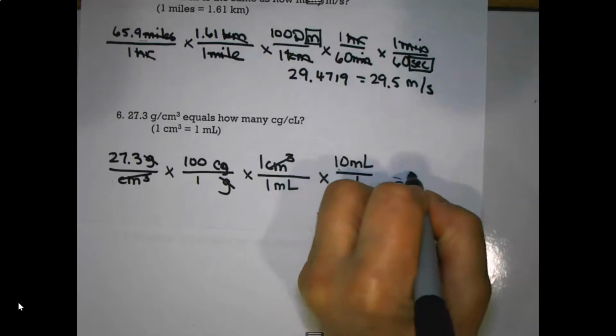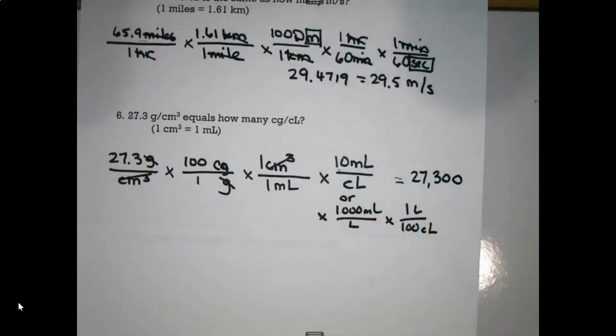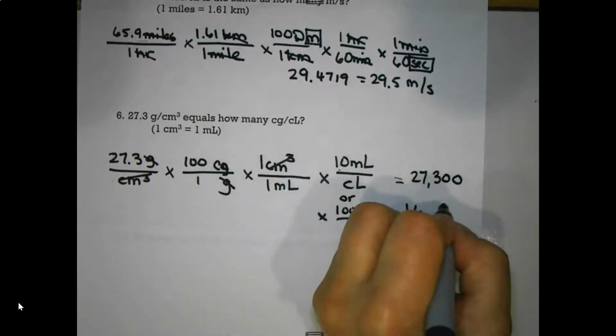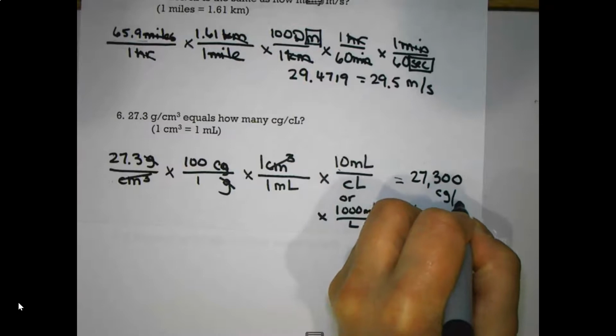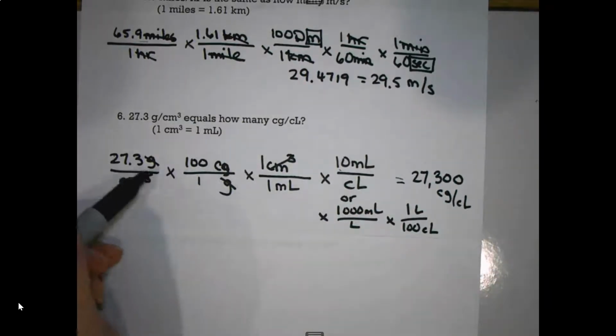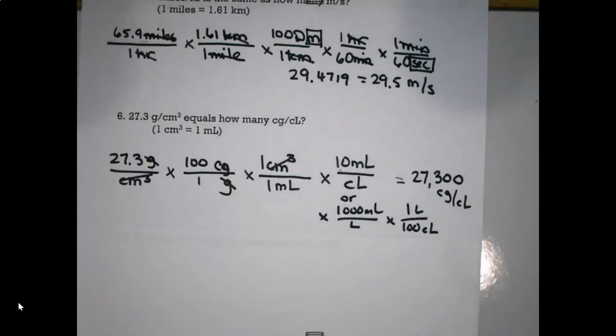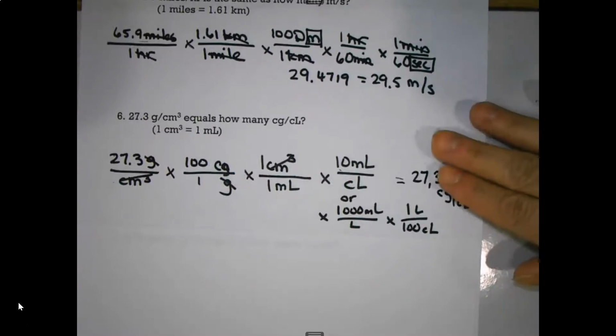So 27,300. I'm not going to put a decimal point in there because I only want 3 sig figs, but that is centigrams per centiliter. Again, not a really logical unit set, unlike the previous one, which was very logical. But we're practicing this unit conversion stuff, so I've got to throw some stuff out there that doesn't make quite so much sense.